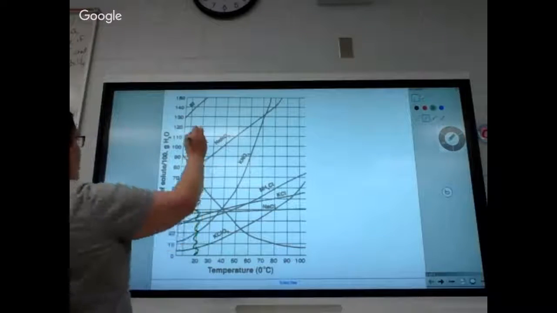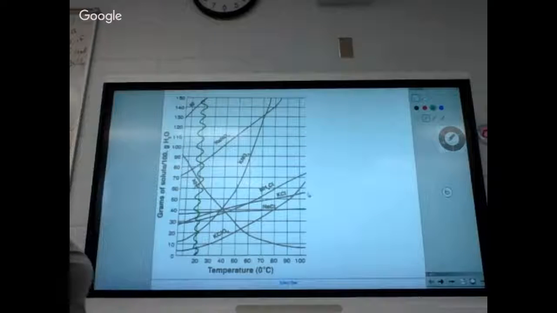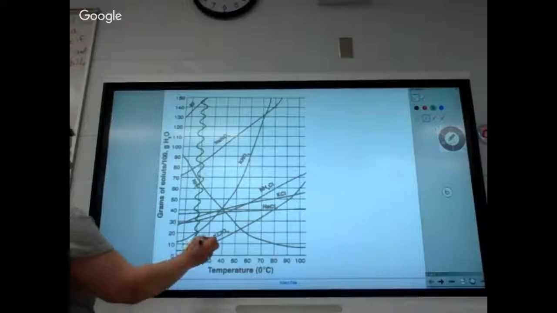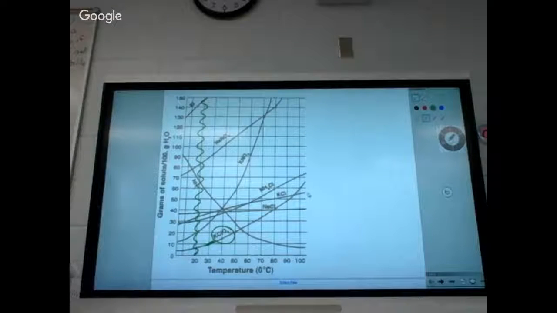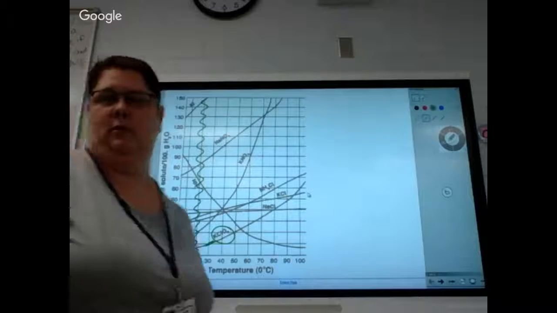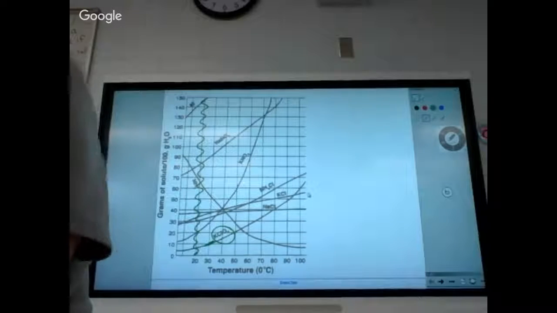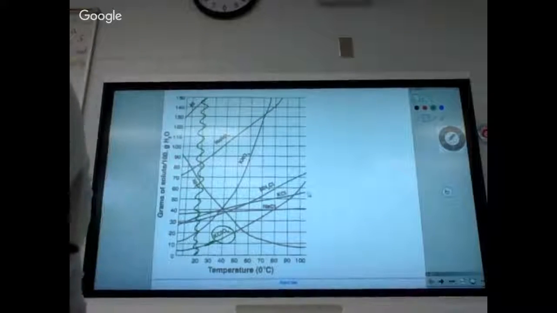Go sit down. All right, so there's 20 degrees. Which line is the lowest on the graph? KClO3. Wait, is this a 5 or a 3? It's an ugly 3. KClO3. All right, number 2. I have mine handy, so I have the questions.